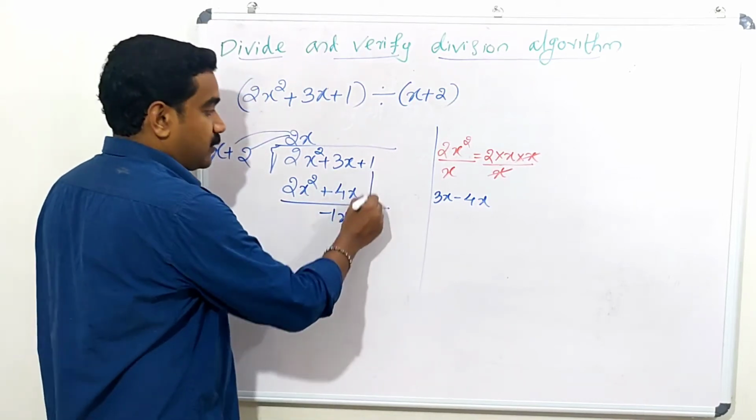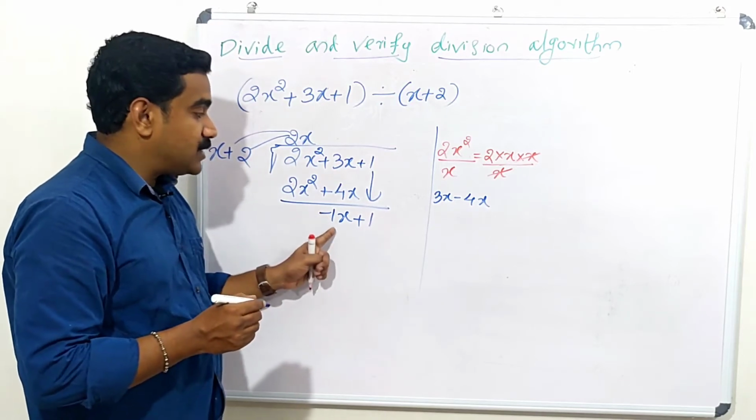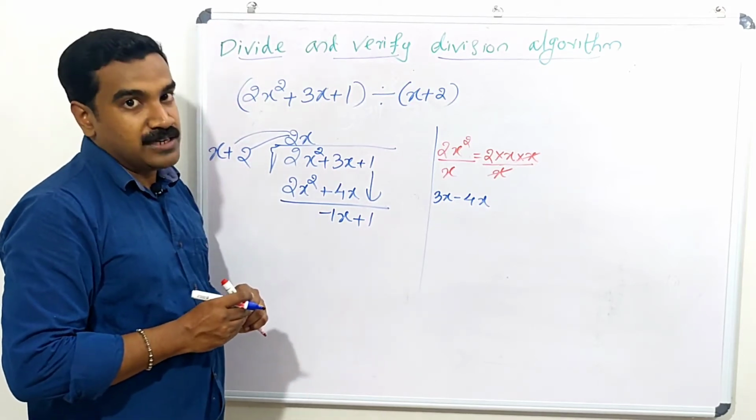Okay, then you want to write this one here. So now this is the new dividend. What is the new dividend? Negative 1x plus 1 is the new dividend.